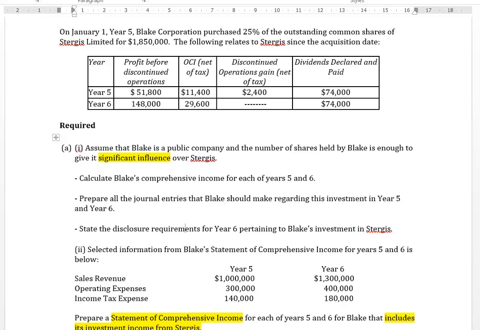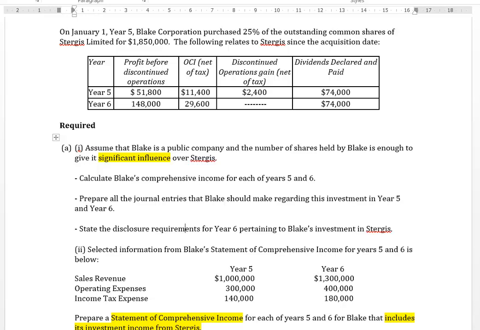We have a significant influence investment by the acquirer Blake, and the company that they have acquired a significant ownership interest in is called Sturgis. In this example, you're going to be doing two key things.